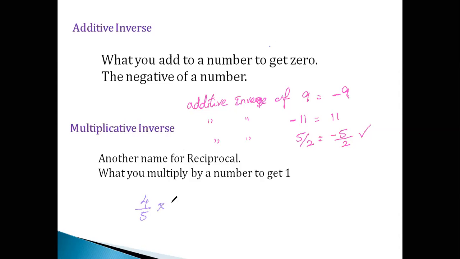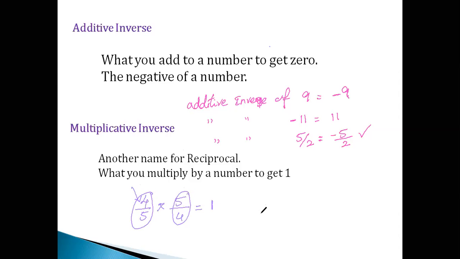That's why I explained the multiplicative inverse first, which is 5 by 4. And if you multiply the original number with the reciprocal, the answer is always 1.